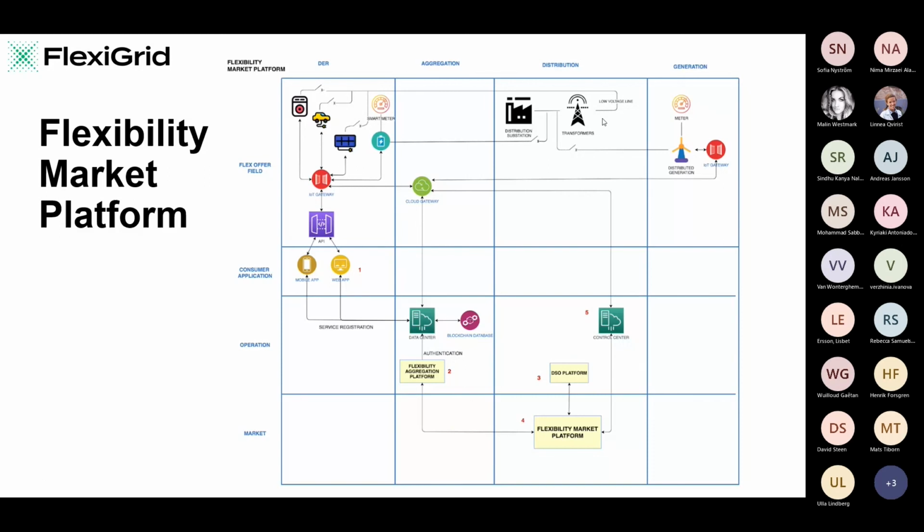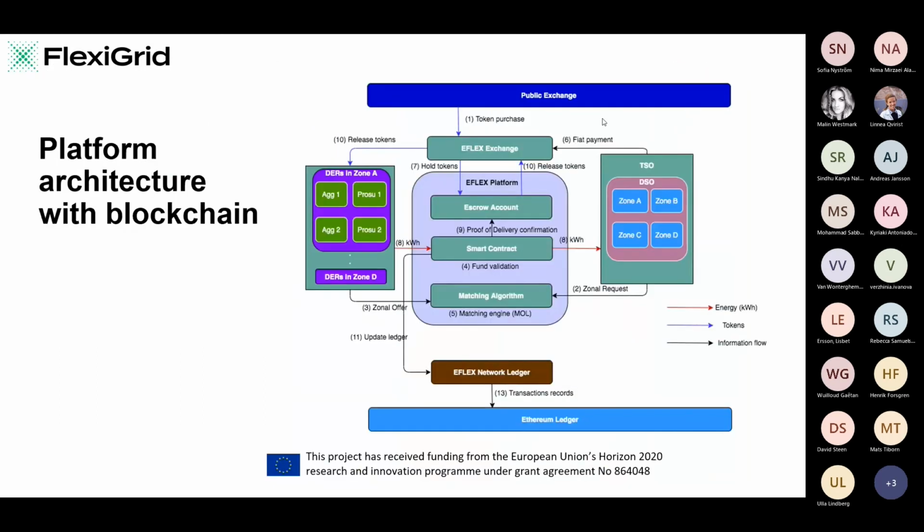So that is another high level, a little bit more detail on the flow of the electricity, but also the flow of the market or signal. Here is also another way to represent the architecture of the blockchain, but I won't go into detail about that.